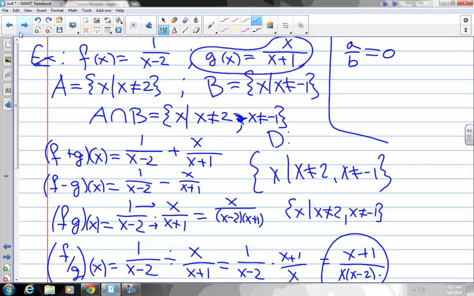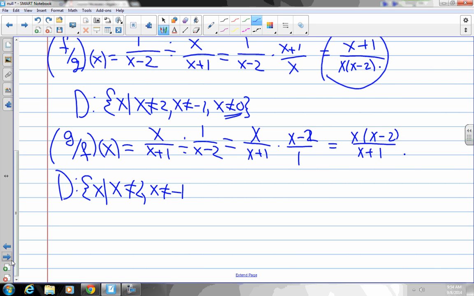Right, because the numerator is 1. 1 is not 0. No matter what x is, the numerator is going to be 1, right? 1 divided by anything is not 0. So nothing turns f into 0, so we're done.